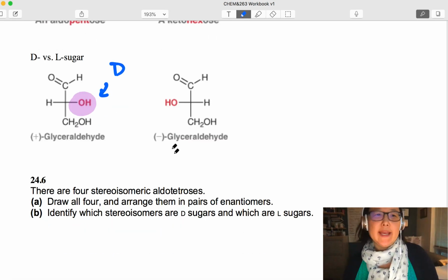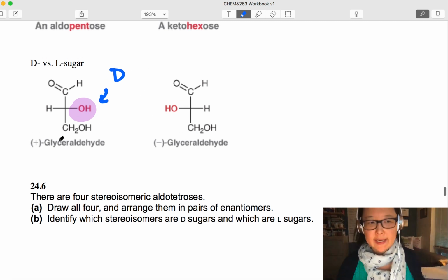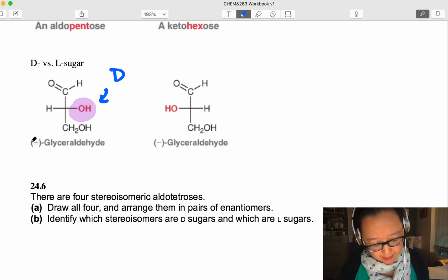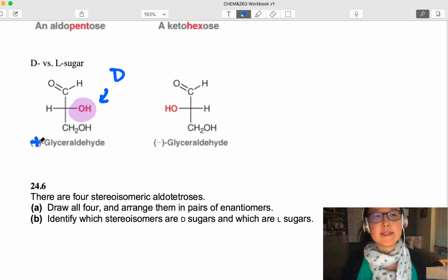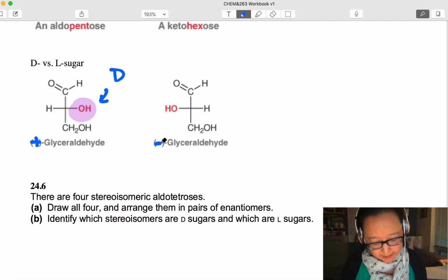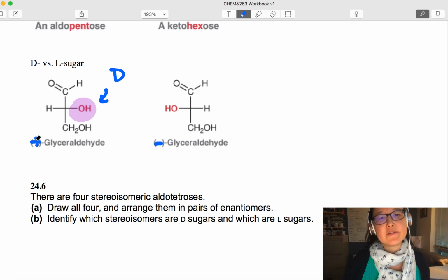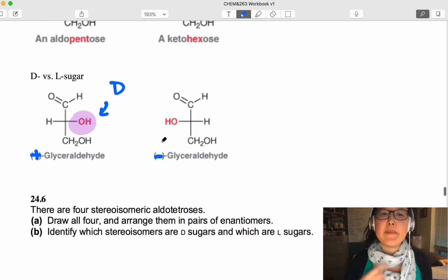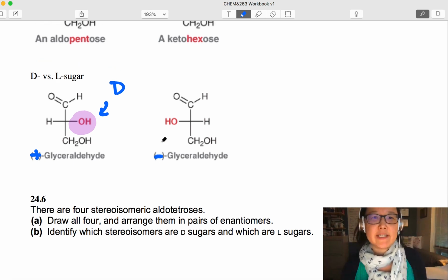Now, by the way, D and L do not have to do with positive and negative. So it turns out that D-glyceraldehyde is also (+)-glyceraldehyde, and L-glyceraldehyde is levorotatory versus dextrorotatory. So that tells us about the specific rotation.